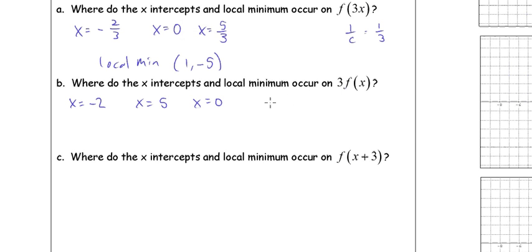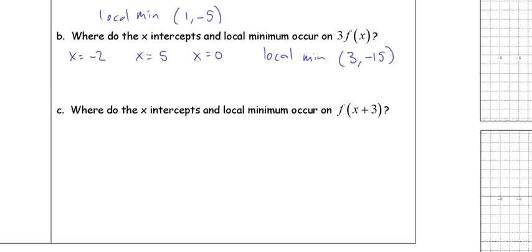Our local minimum, however, its x value is the same. The local min is still at x equals 3, but the y value has been multiplied by 3, so it's 3, -15. All right, and lastly, where do the x-intercepts and local minimum occur on f of x plus 3? We've got a horizontal translation moving the entire graph 3 to the left. So our h value is -3.